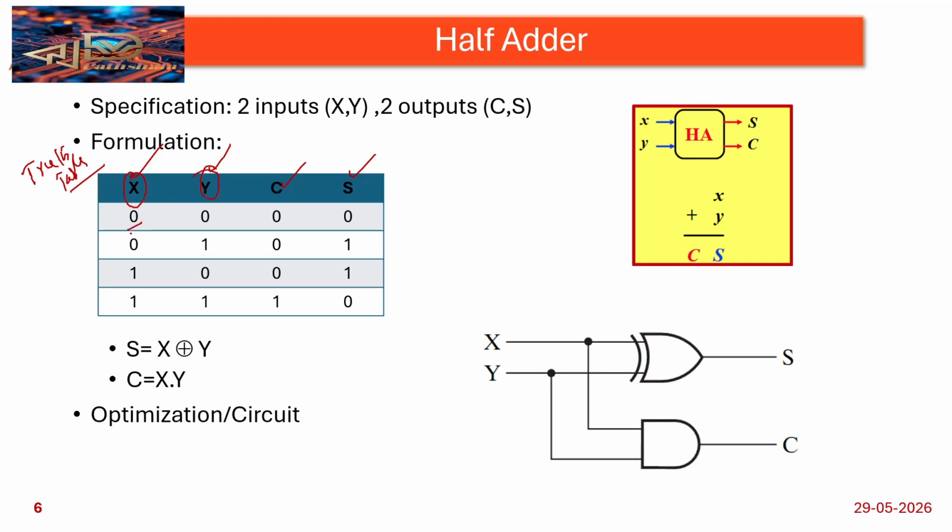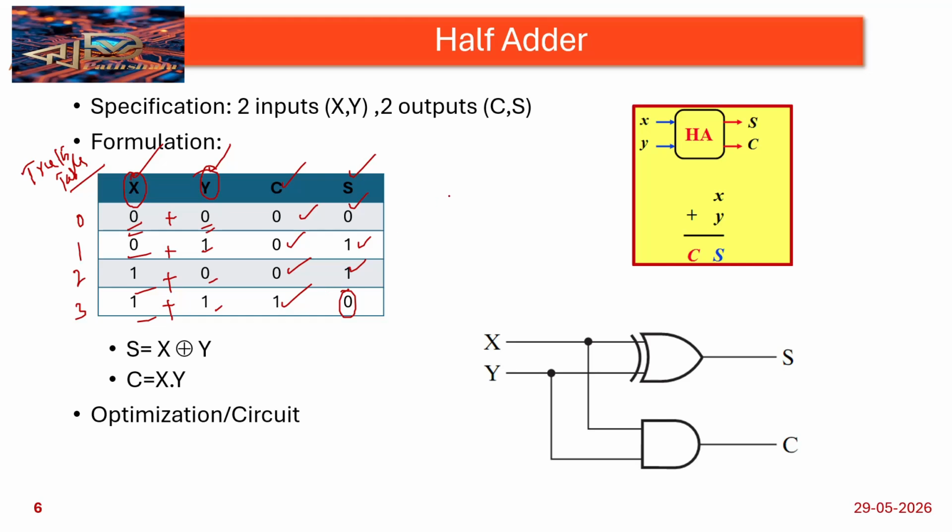Okay, so 0 0, 0 1, 1 0 and 1 1, four combinations I'm giving based on the two inputs, with binary and decimal values 0, 1, 2, 3. So 0 plus 0 means sum is 0, carry is also 0. 0 plus 1 means sum is 1, carry 0. 1 plus 0 means sum is 1, carry 0. And 1 plus 1 means sum 0, carry 1.